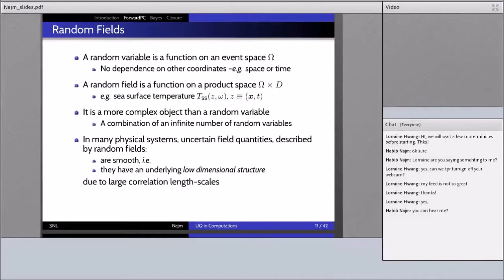Okay, and random fields are also important to present, although I won't spend much time here. A random variable is, by construction, a function on an event space. A random field is generally a function on a product space that has dependence, let's say, on space and time as well as randomness. So, you know, the temperature of sea surface water has a dependence on space and time, and it's also uncertain. That's a random field. A random field is more complex than a random variable, but frequently there's enough structure to be able to represent random fields efficiently.